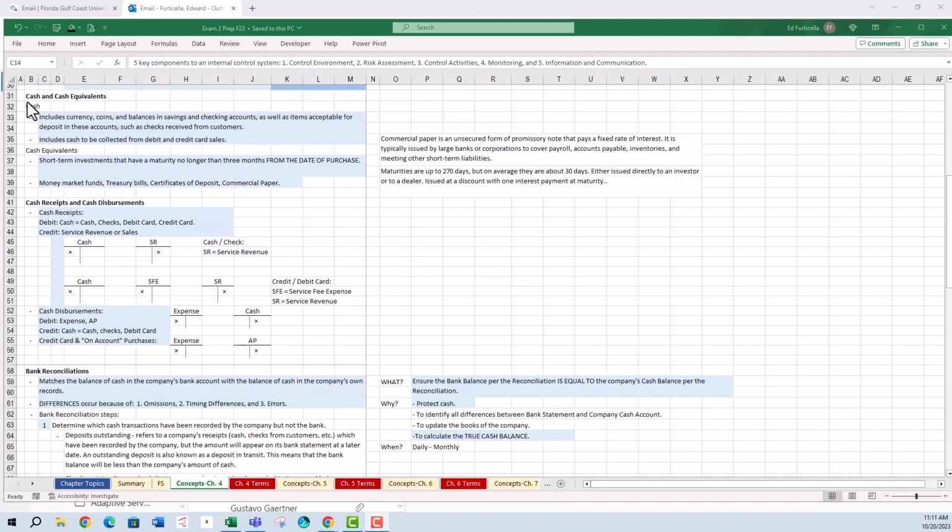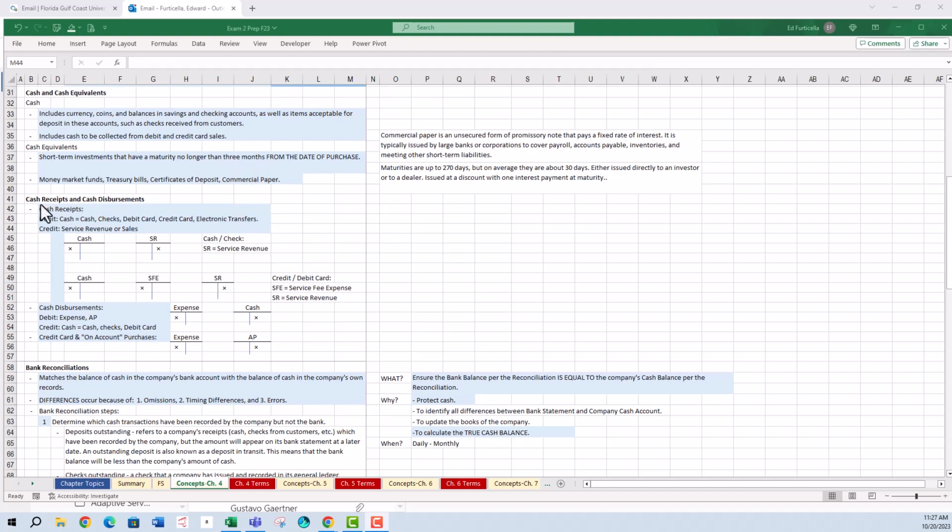The next key topic for this chapter was cash and cash equivalents. You need to know what makes up cash and cash equivalents. The key definition with cash equivalents is that they're short-term investments that have a maturity no longer than 3 months from the date of purchase. We'll show you some examples in a minute.